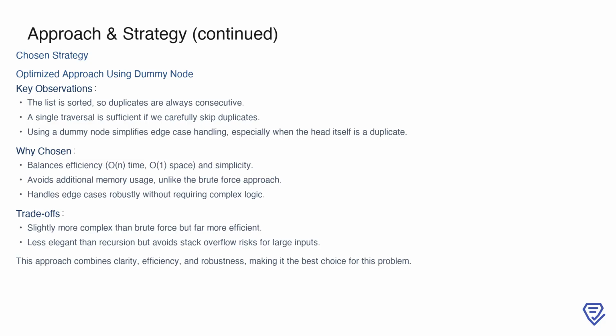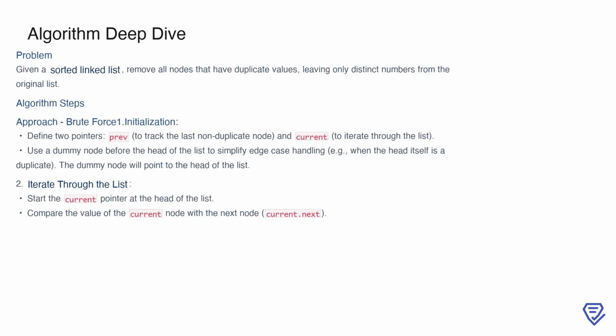Unlike the brute force method, it avoids additional memory usage, and unlike the recursive solution, it eliminates the risk of stack overflow for large inputs. Although slightly more complex than brute force, it is far more efficient and robust, making it the best choice for solving the problem both effectively and reliably. To solve this problem, the goal is to remove all nodes with duplicate values from a sorted linked list, leaving only distinct numbers in the final result.